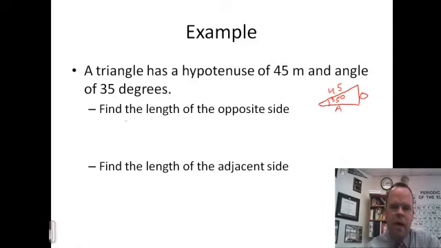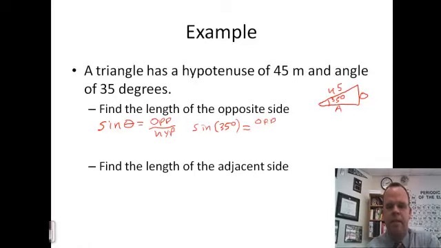So in this case, let's start with the opposite side. We're looking for the opposite side. We know the hypotenuse and the angle, so we want to use the sine formula. Sine of an angle equals the opposite over the hypotenuse. So in this case, the sine of the angle, 35 degrees, equals the opposite over 45. We cross multiply. 45 times the sine of 35 will give us the opposite side.